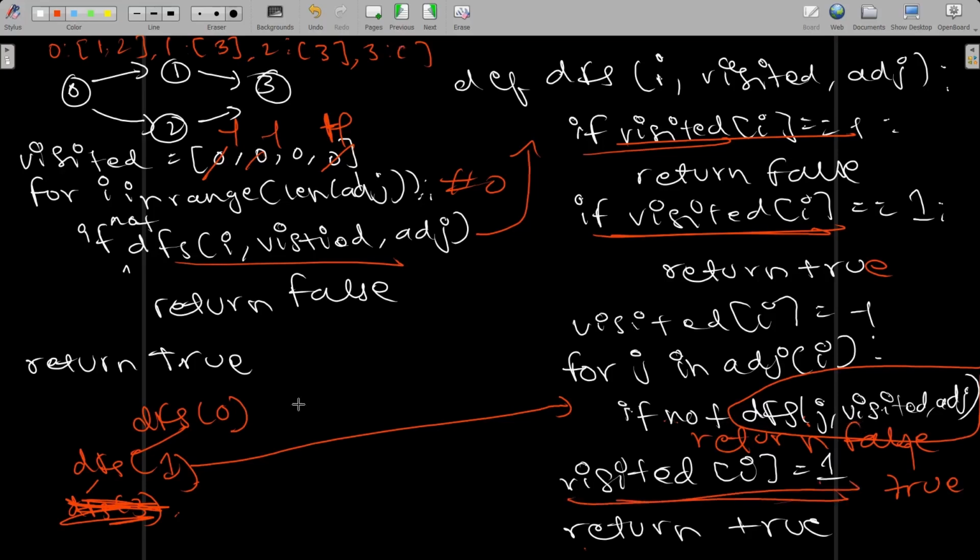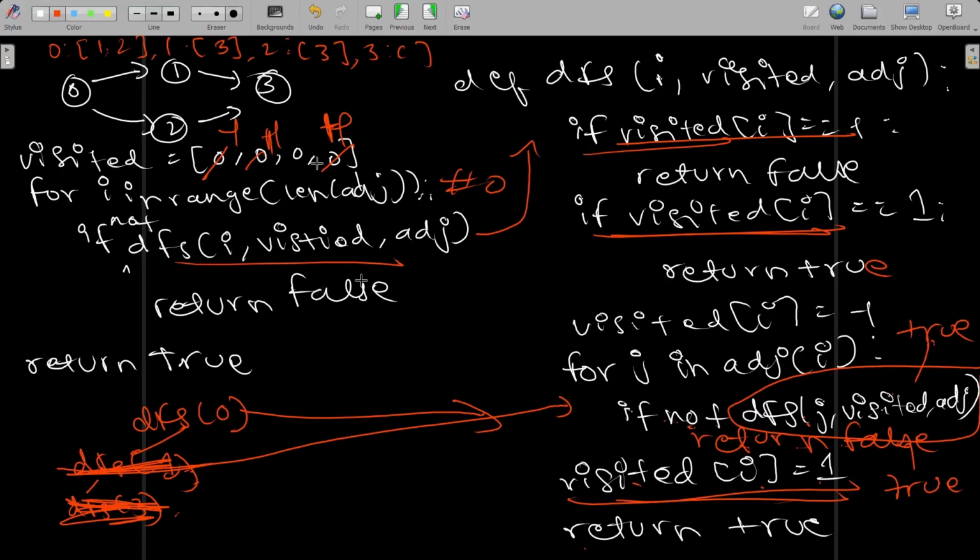We change the visited of i for this one equal to +1, and we move forward and return true. And this is finished. Now for this 0, we're again getting a true. So if not true, so if false, the condition can't go forward because it's false. It should be true. So it won't return a false.